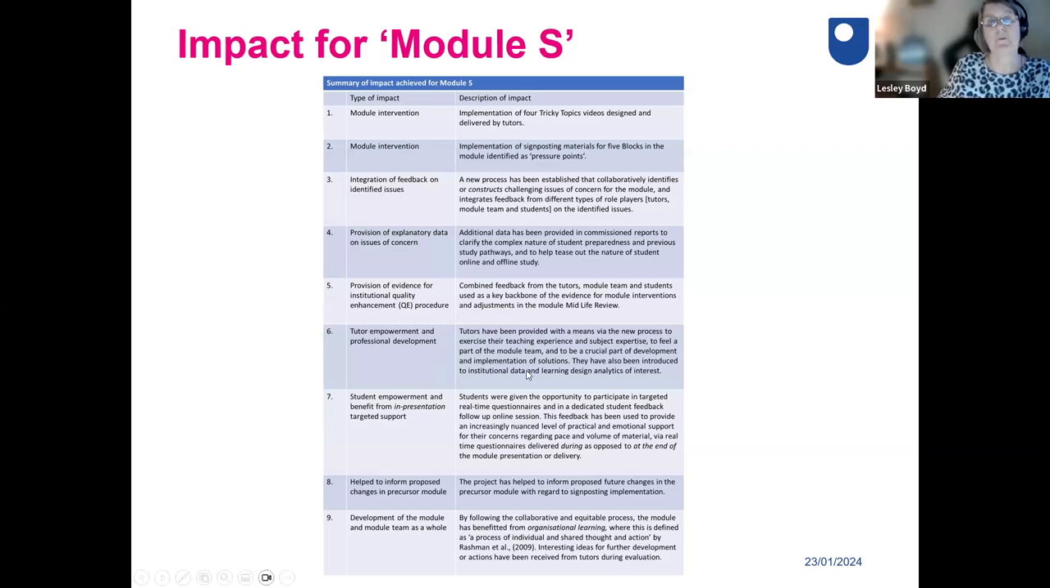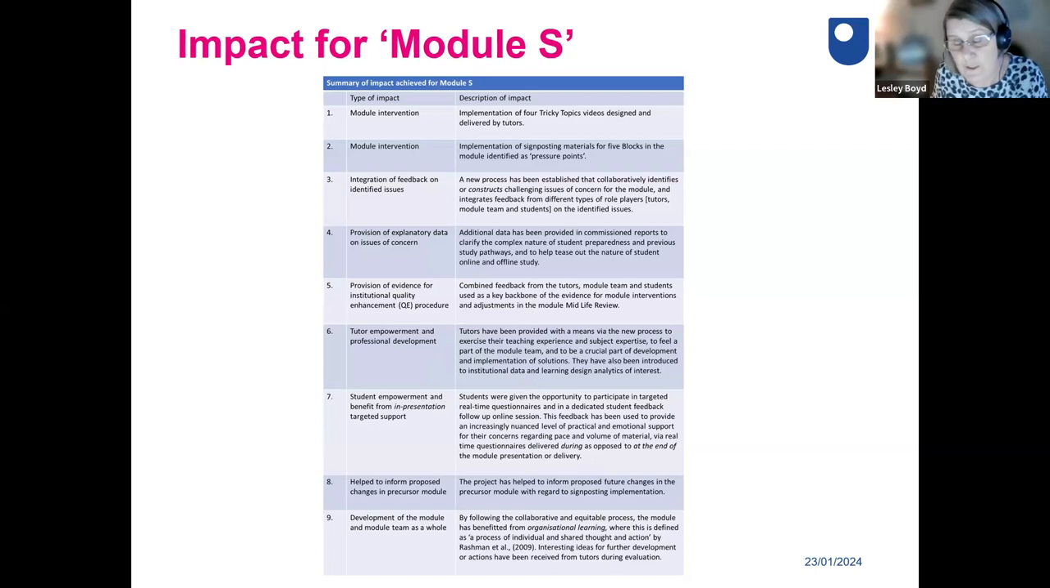They were empowered, and they did feel as though they played a part together to be able to take a reflective step back into the module. They felt they benefited from that, especially when it's benefiting the students which they're serving, and they could see that their suggestions were being listened to. And then students were benefited because they were actually getting what we call in the OU in presentation support.